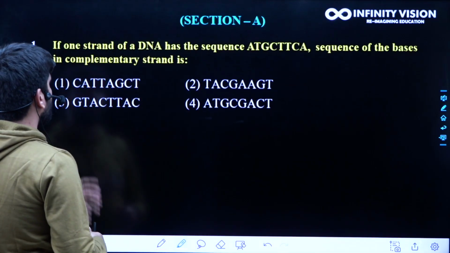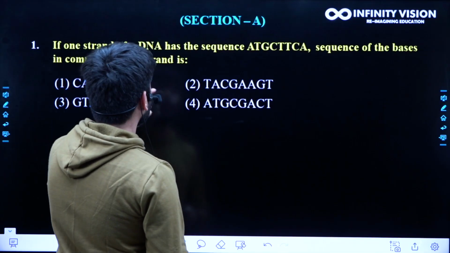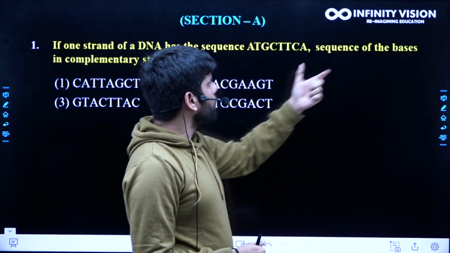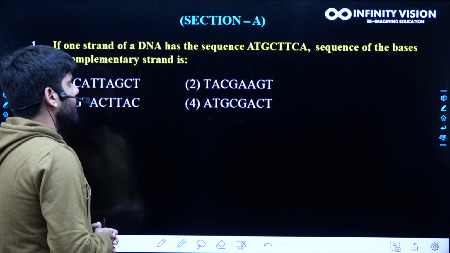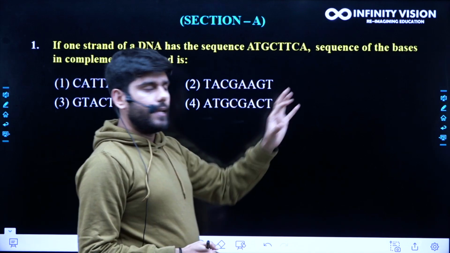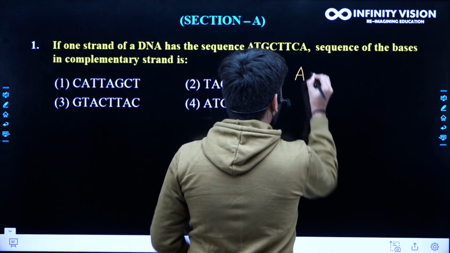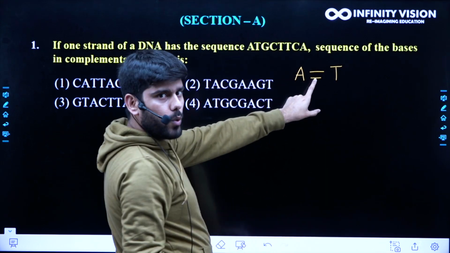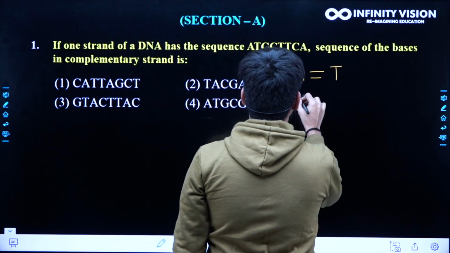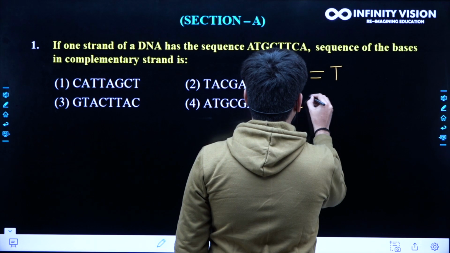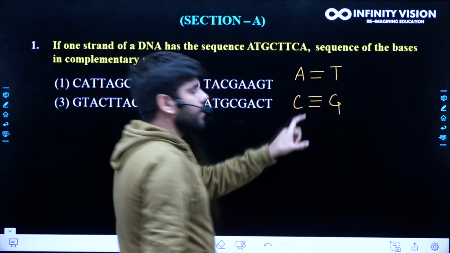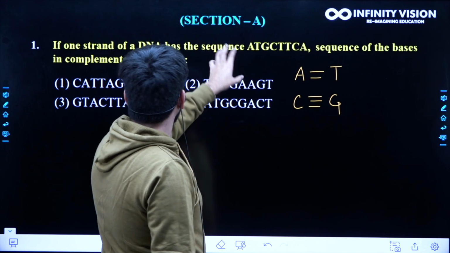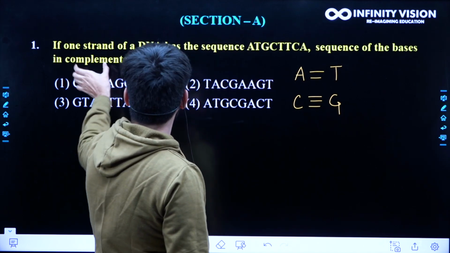So here is question number 1. If one strand of a DNA has a particular sequence of bases, what is the sequence in the complementary strand? Now we know that in DNA, adenine pairs with thymine via 2 hydrogen bonds, and cytosine pairs with guanine via 3 hydrogen bonds. So let us see the sequence of the bases in the complementary strand.